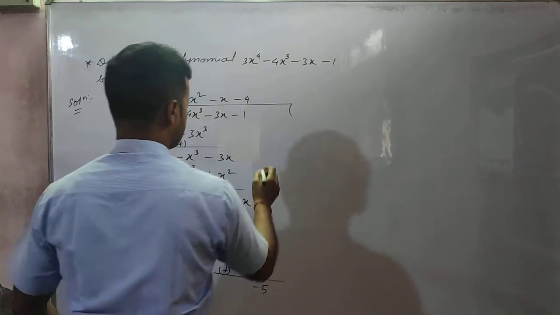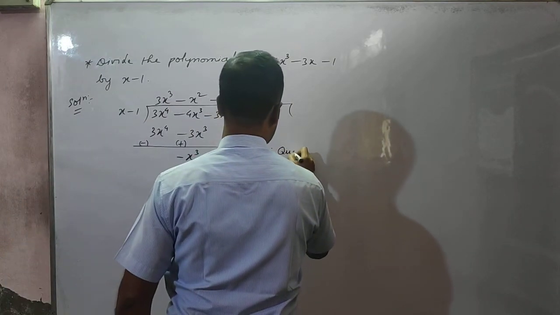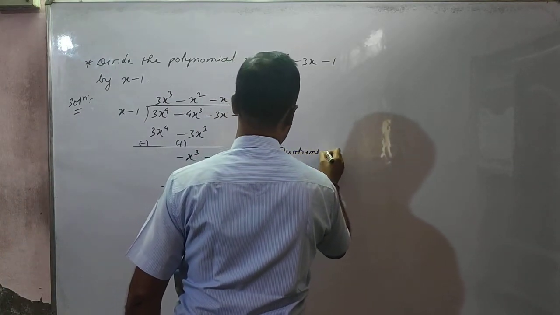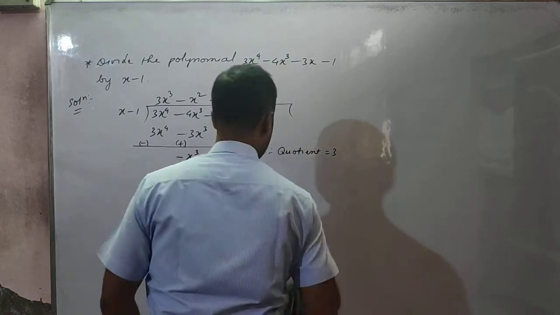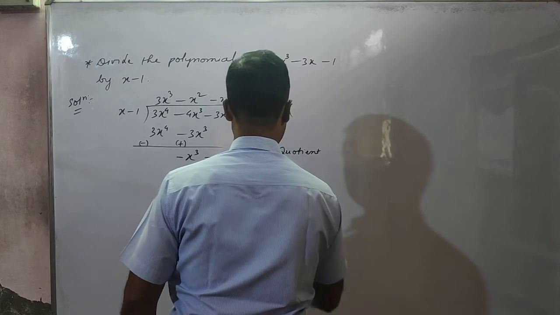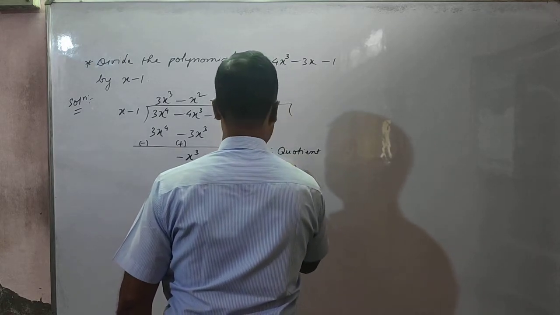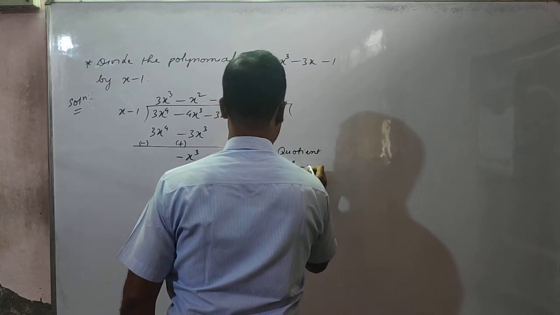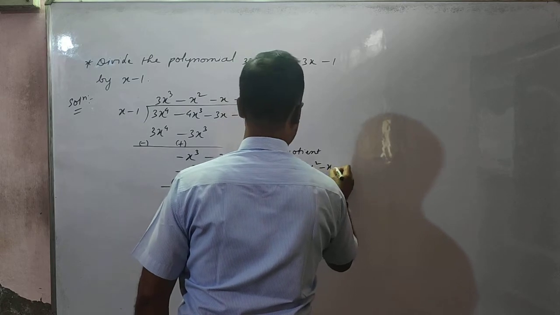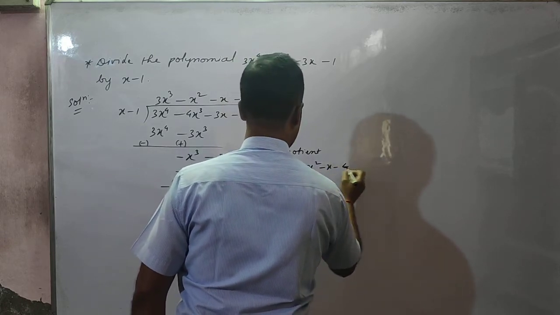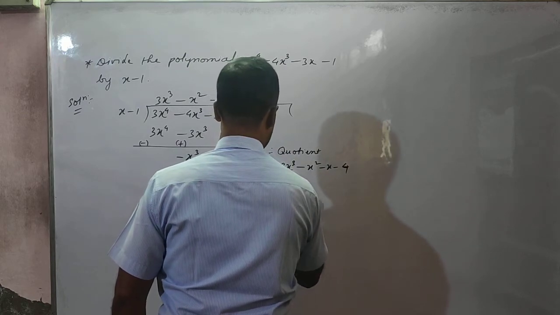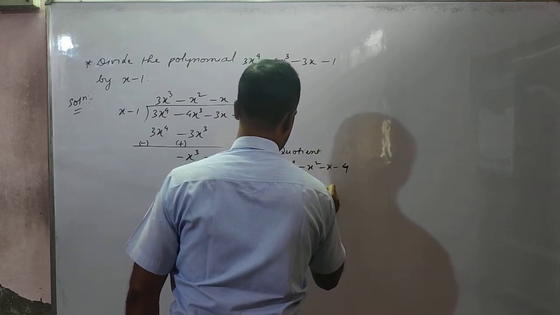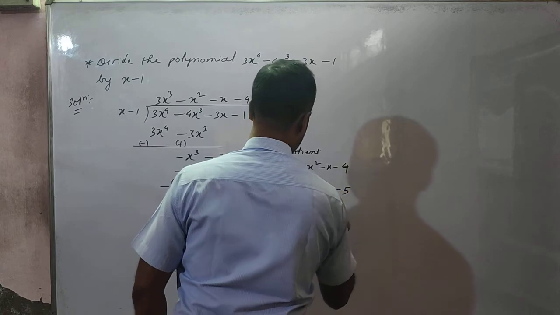Therefore quotient is equal to 3x cubed minus x squared minus x minus 4 and remainder is equal to minus 5.